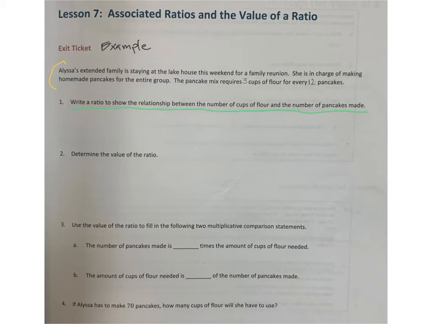So we can do what we normally do, and I'm going to color code it. We can say, okay, we got 3 cups of flour. For every, there's our ratio language there, for every 12 pancakes. And we can go ahead and circle our values or our amounts. Our first one is going to be 3. And our second amount is going to be 12. And it wants us to write a ratio, a relationship between the number of cups of flour and the number of pancakes made. And we can get that information from right up here and bring it right over here.